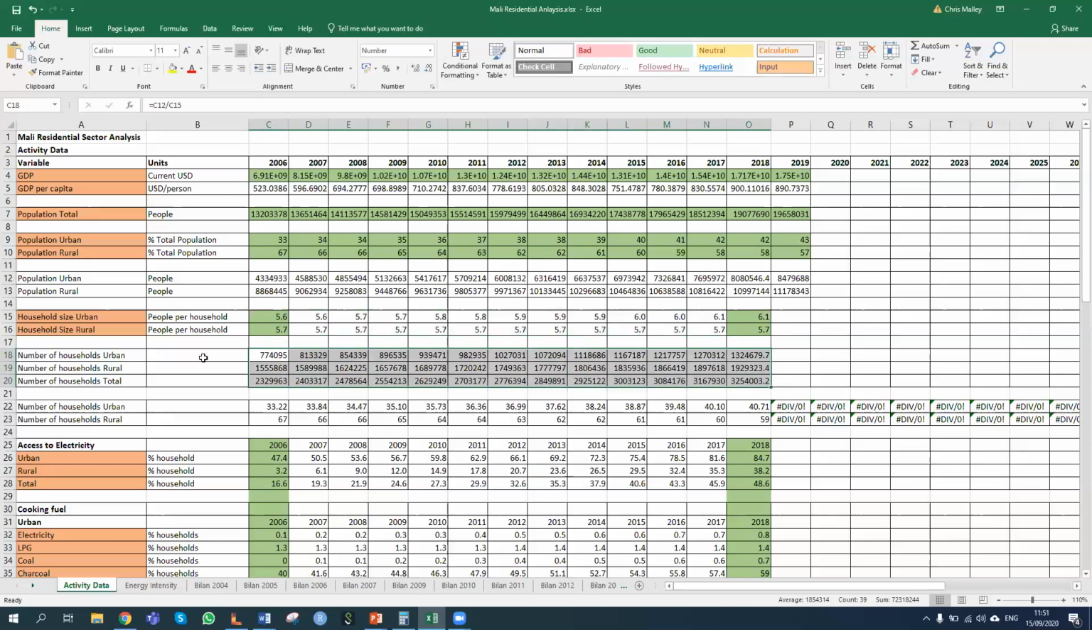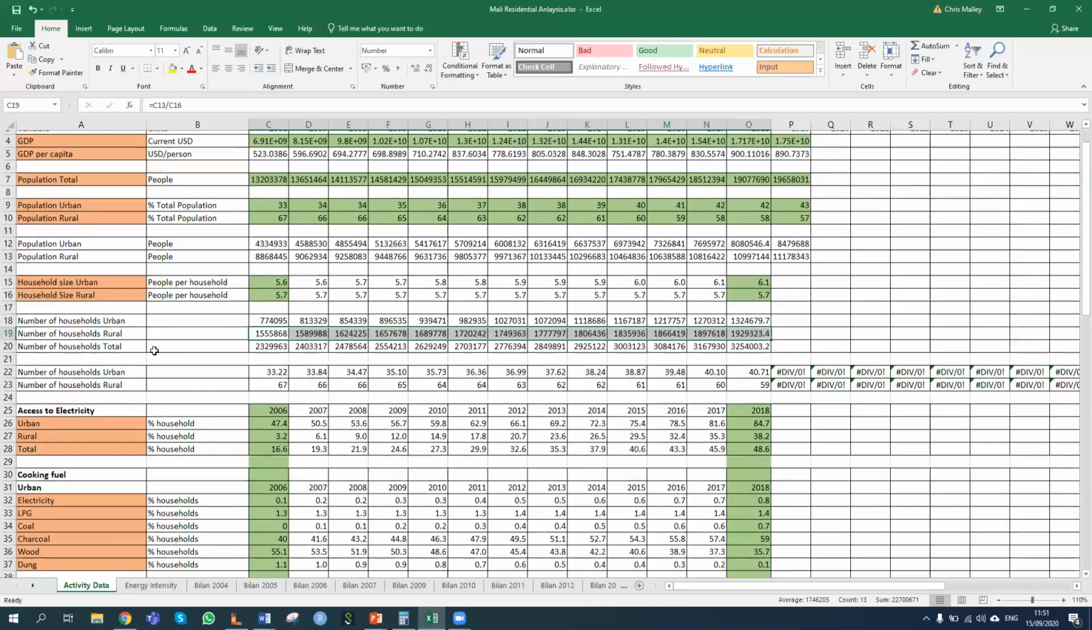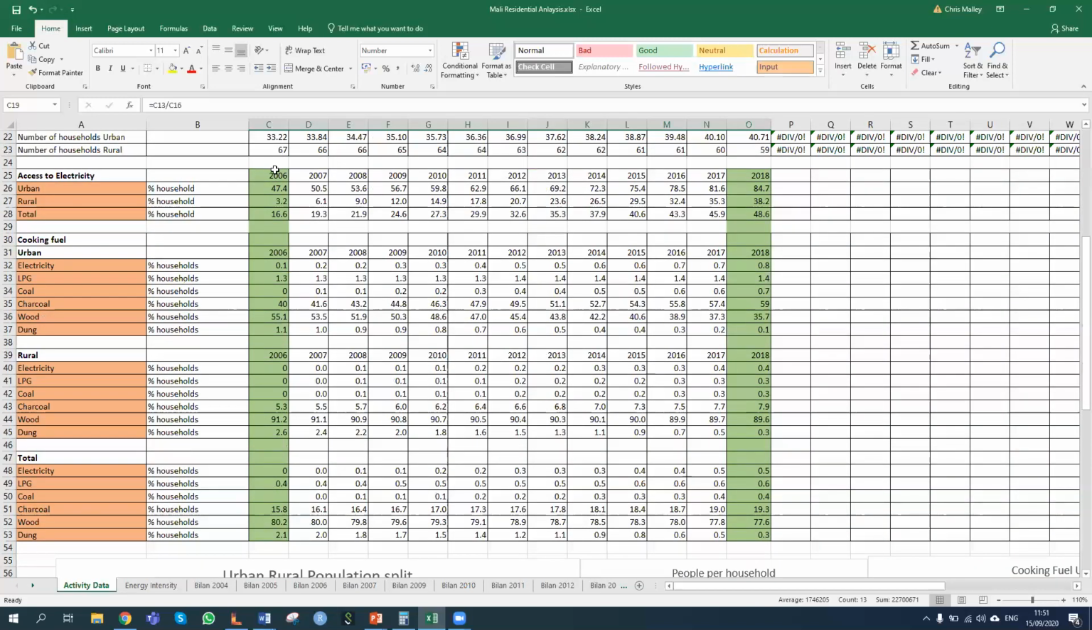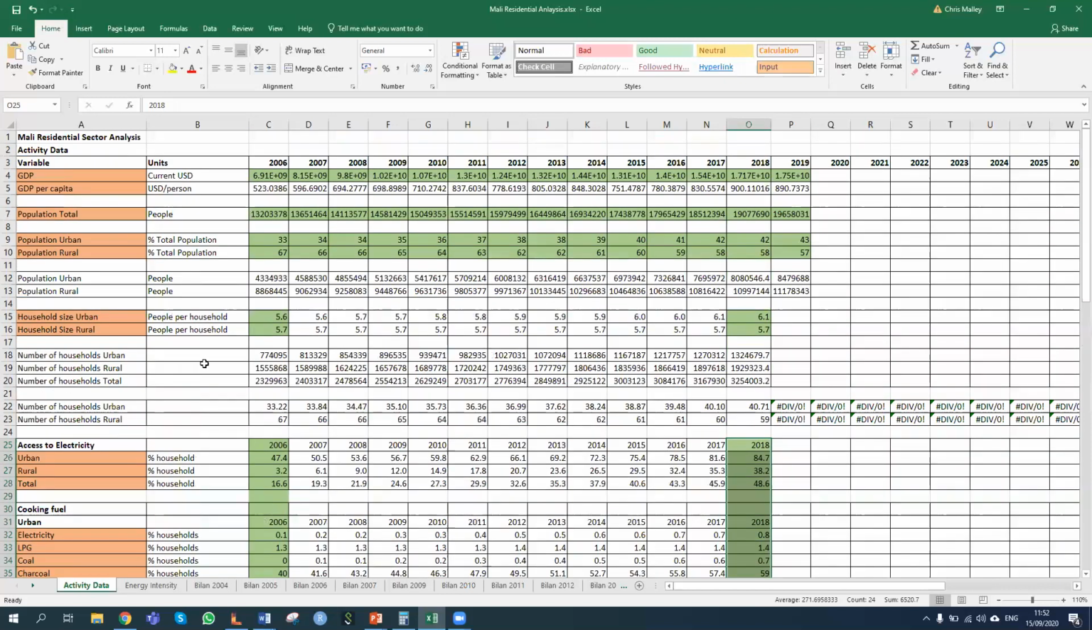We've then calculated the number of households that are urban and rural, and then the total number of households. And here we have information on access to electricity for 2006 to 2018 and the different cooking fuels. These are the percentage of households who do each of these activities, who use each of the fuels for cooking and for electricity in urban and rural areas. So we have all of this information.